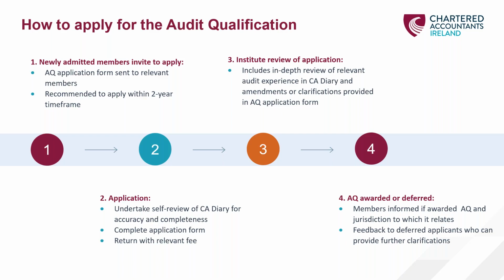The next step then is to complete the application form. So on receipt of the letter and application form from us, if you wish to apply for the audit qualification, you will be asked to undertake a self-review of the audit days recorded in your CA diary for accuracy and completeness. This will include ensuring that you have correctly classified your audit experience and that there is sufficient information in the diary entry to determine that the work undertaken was statutory audit or other audit as appropriate.